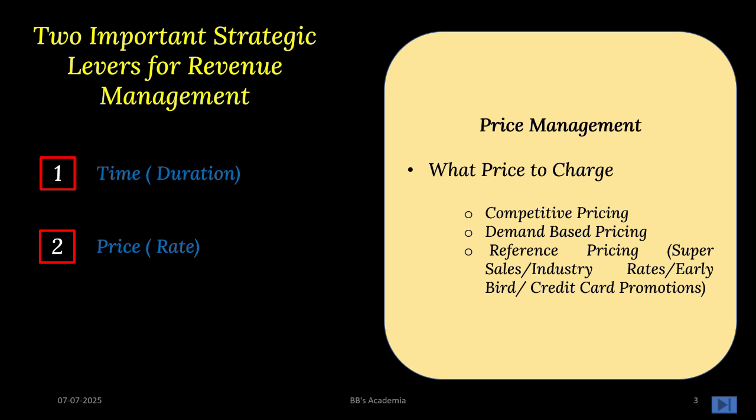Now let us see the price management. What price to charge? Because we are having two levers. One is the time duration that we have mentioned. We are having another area, that is price. How we can do that? What price to charge? First one is competitive pricing. What is competitive pricing?